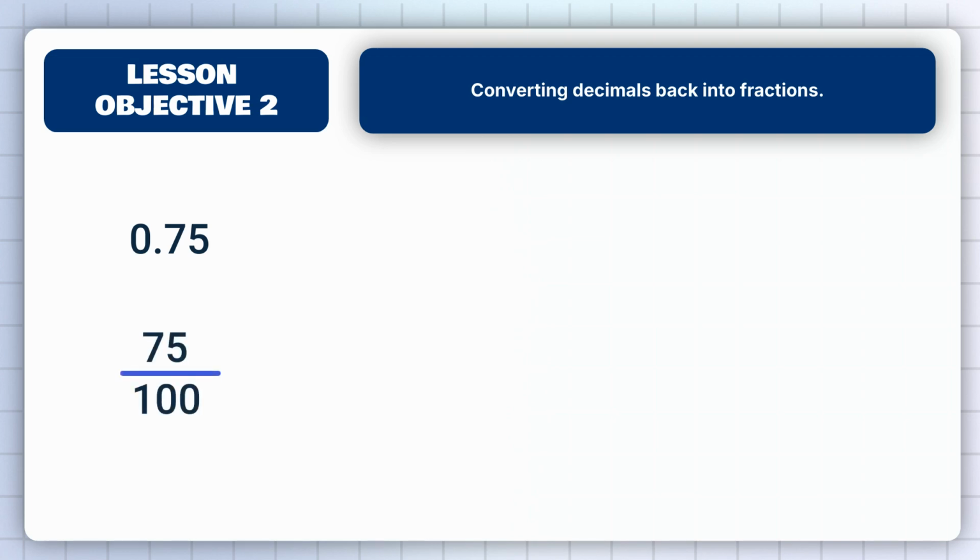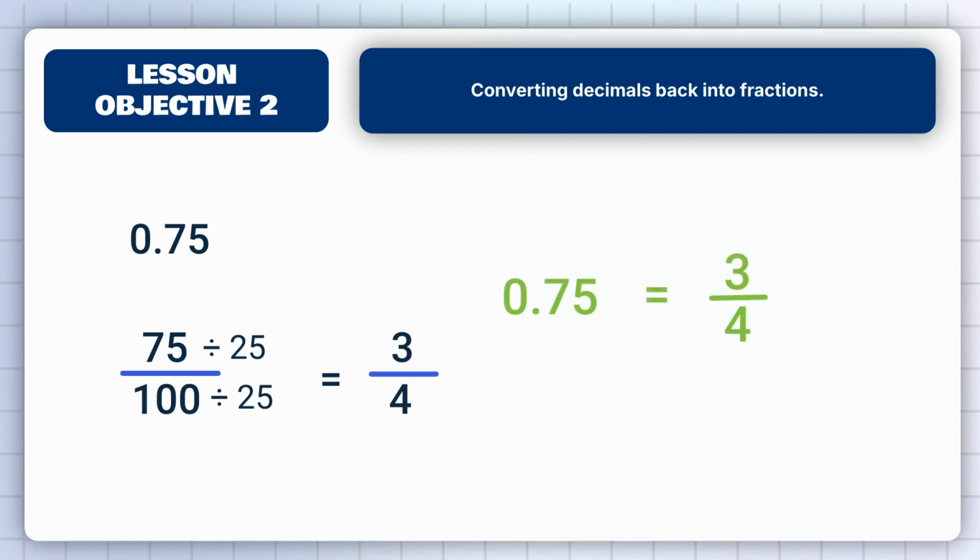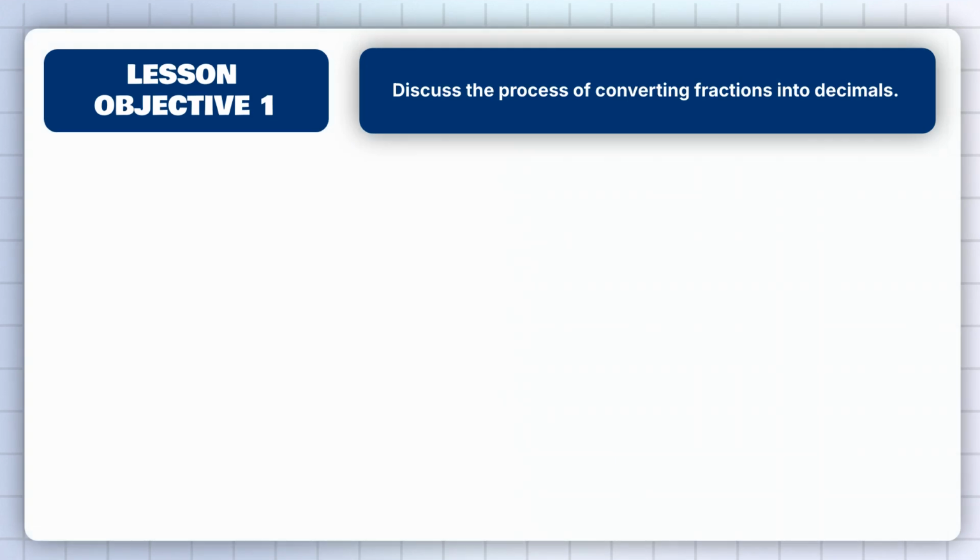Next, we simplify the fraction. 75 and 100 have a greatest common divisor of 25. 75 over 100 equals 75 divided by 25 over 100 divided by 25, which equals 3/4. Therefore, 0.75 equals 3/4. Let's now consider converting a mixed number to a decimal.